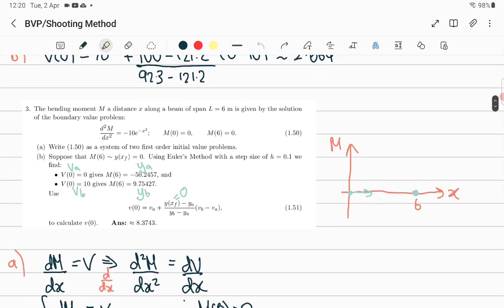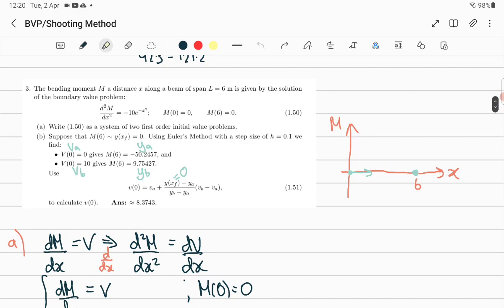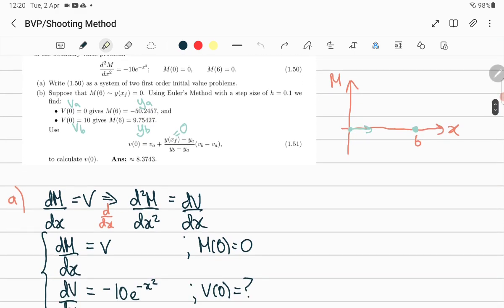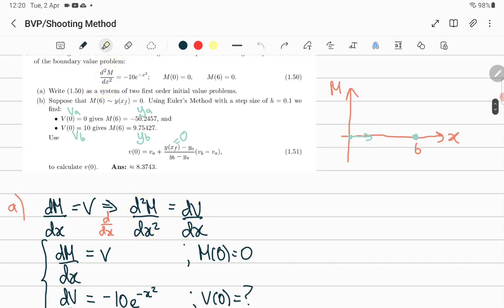Okay, this question is similar. Again, write it as 2 first orders. Let the first derivative be a variable v. Differentiate both sides with respect to x. So the derivative of the first derivative is the second derivative, v with respect to x, dv/dx. And now you can replace this with dv/dx using the circled part down below. So you get dv/dx is minus 10 e to the minus 10x squared.